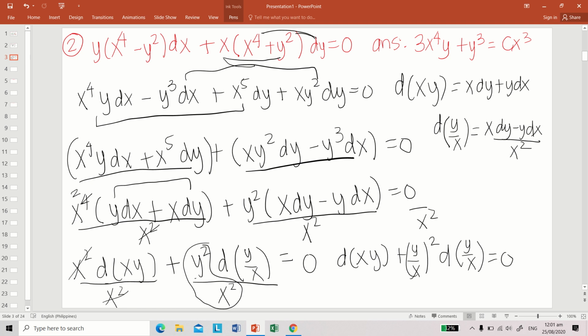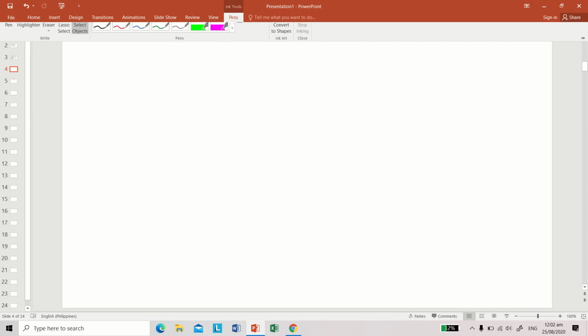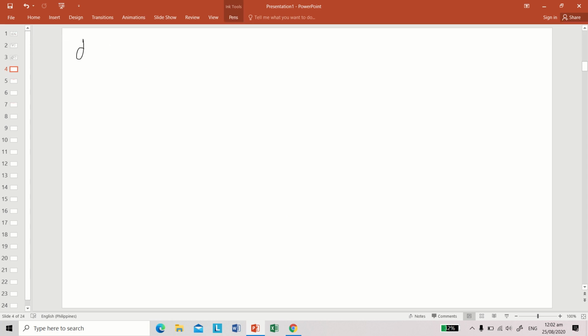So I'll just copy it first. So we're going to have that. We're going to have differential of xy plus y over x squared, and differential of y over x equals to 0. So as you can see, we can now integrate both sides of the equation.